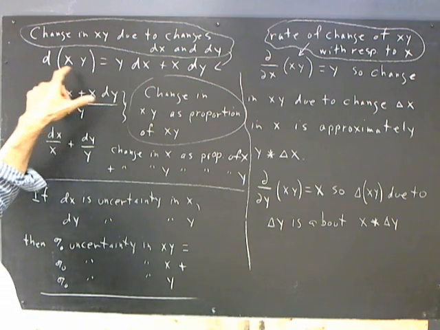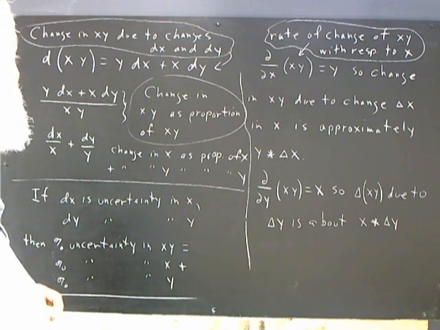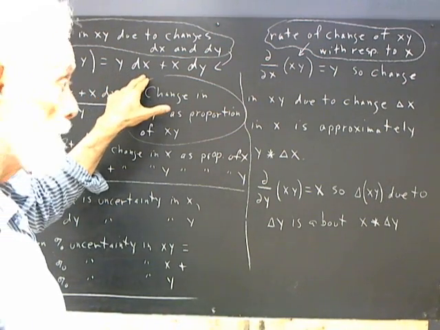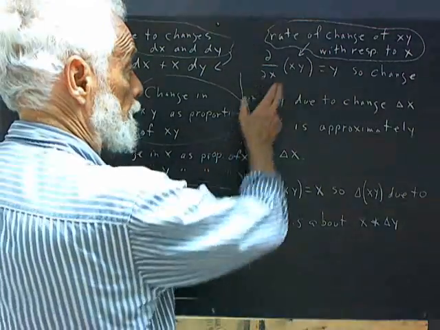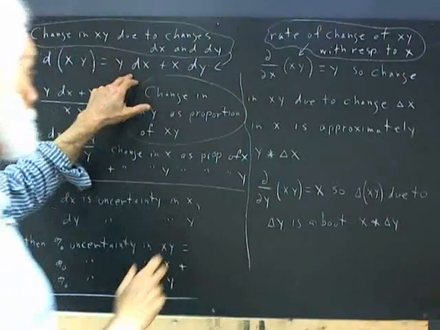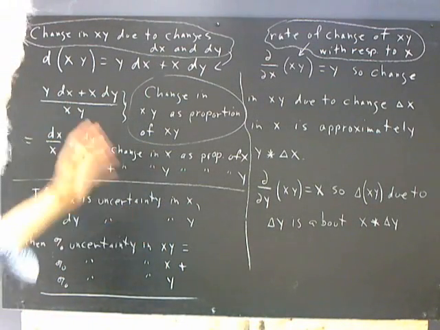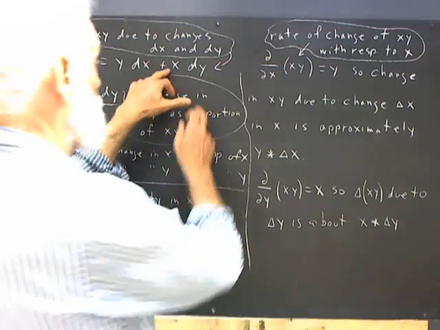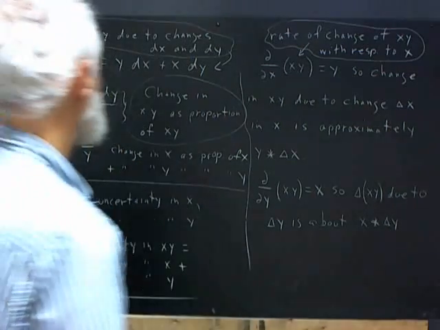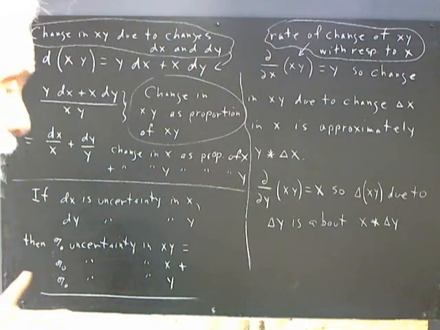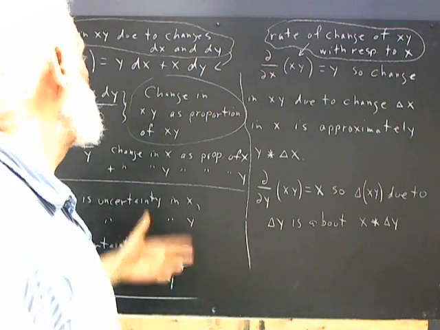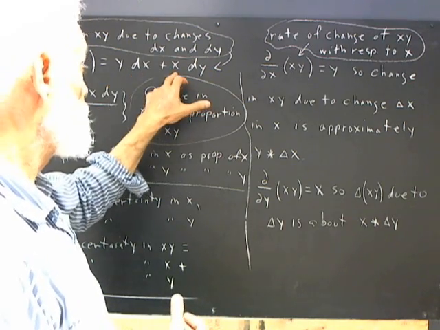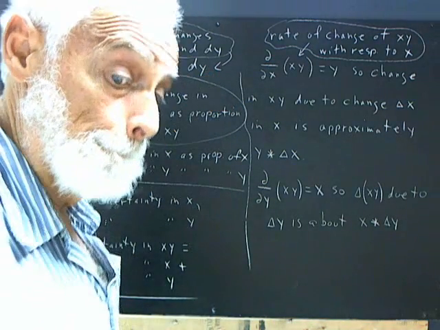The differential of xy, we have two variables, x and y. So what we do is we first take the partial derivative with respect to x and multiply that by dx, just much like the partial derivative here with respect to x multiplied by delta x. And then we take the partial derivative of xy with respect to y, which is x, and we multiply that by the change in y, analogous to this term. So that what we have is the change in xy due to a change in x plus the change in xy due to a change in y.